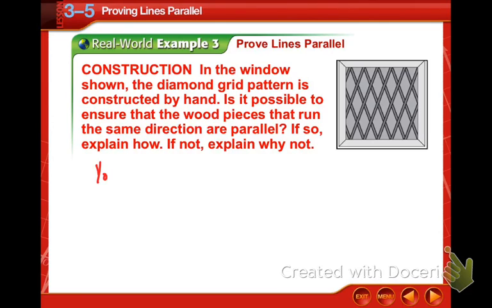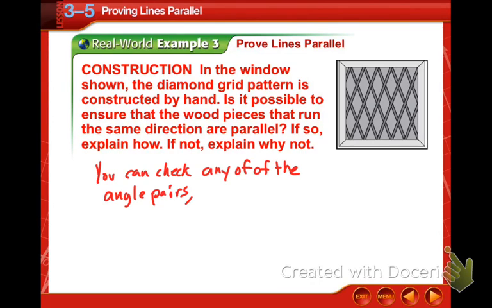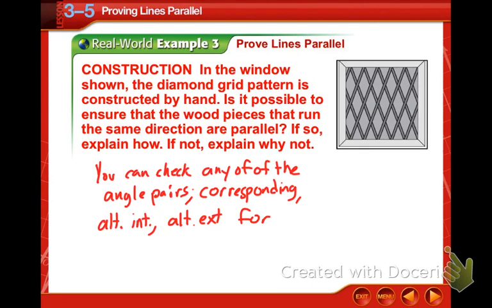So, you can check any of the angle pairs: corresponding, alternate interior, alternate exterior for congruence.